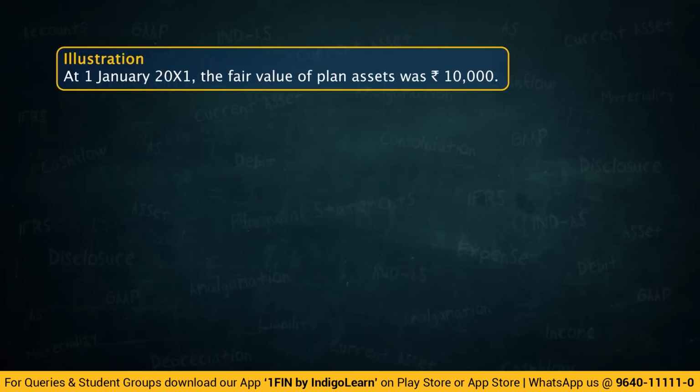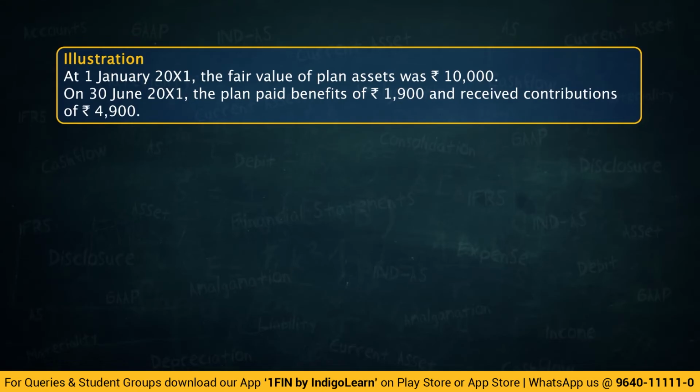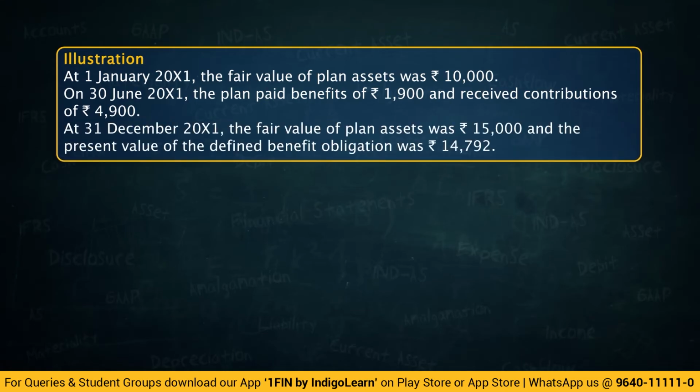In January 2011, the fair value of plan asset was 10,000. On 30th June 2011, the plan paid benefits of 1,900 and received contributions of 4,900. So basically into that plan we paid 4,900, we are the employer, but from the plan we got 1,900. So basically extra, how much did we pay? If you see it that way, an extra amount of 3,000 went from our side into the plan. Okay, right. Then at 31st December 2011, the fair value of plan asset was 15,000 and the present value of defined benefit obligation was 14,792.